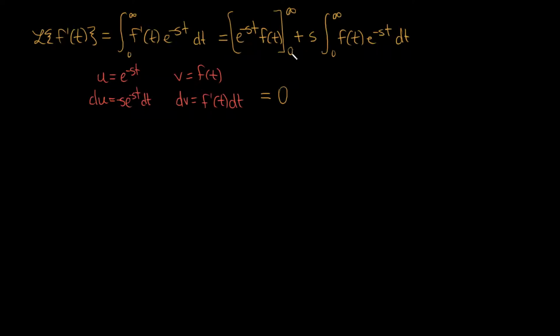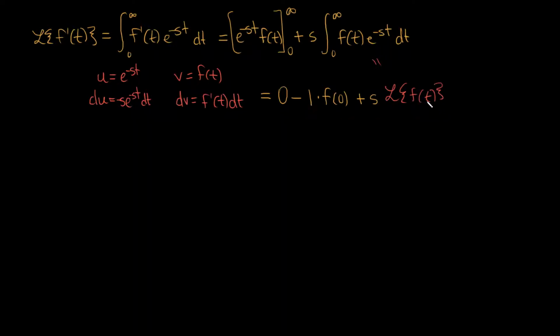Anyway, and now at 0, we plug in 0. We get e to the negative s times 0, which is e to the 0, which is 1. So minus 1 times f when t equals 0. That's just f of 0. Okay. Plus s times this integral. But this integral, a lot of suspiciously similar things when we're doing induction with the Laplace transform. This integral is suspiciously similar to the Laplace transform of f itself. This is just the Laplace transform of f of t.